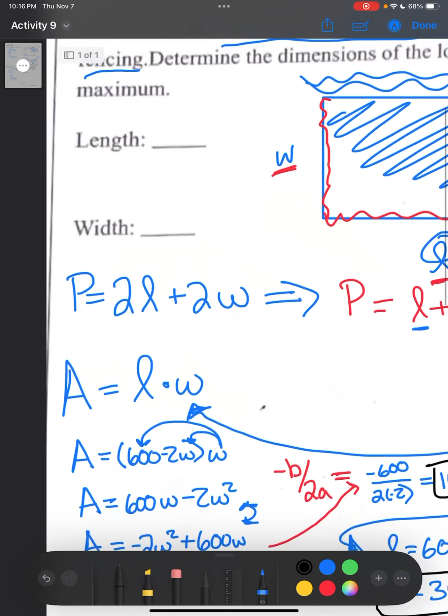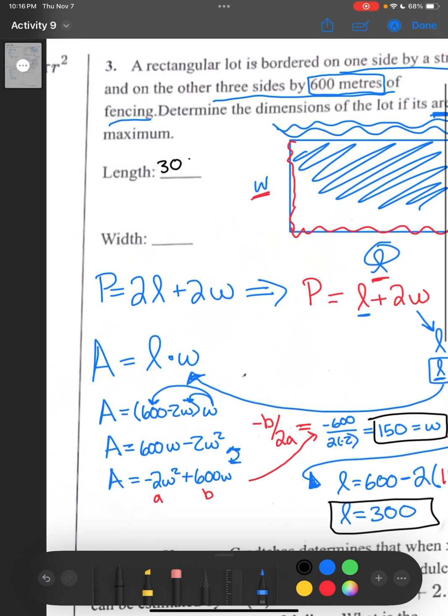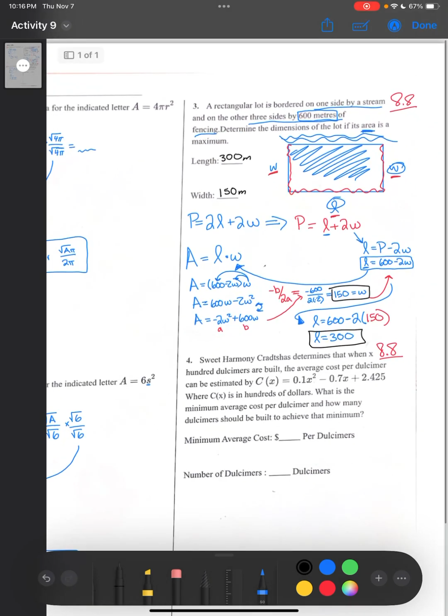So that's where you'll plug it in here. So we have 300 meters and we have a width of 150 meters. So that is where you get to there.